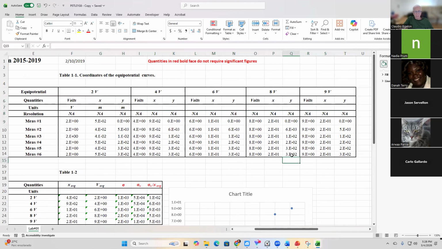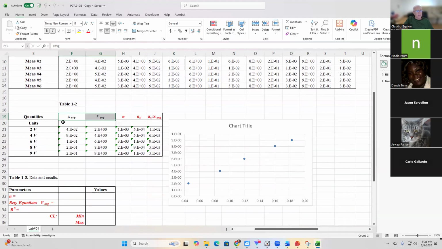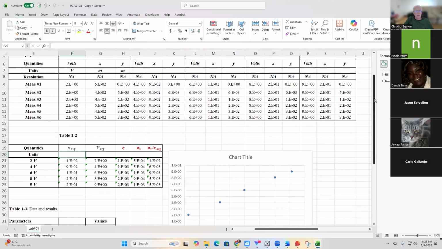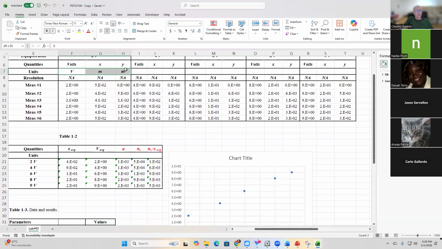Not difficult, right? Here is the average value of X and the average value of the voltage. So you've got to get the unit of the average value of the x coordinate and the unit of the average value of the voltage. Don't put parentheses, just put it like I put it here. Don't worry about the resolution, this is something you don't have to worry about.